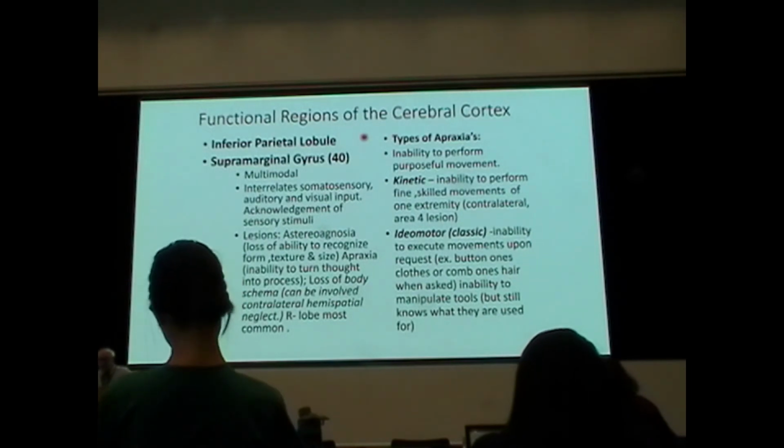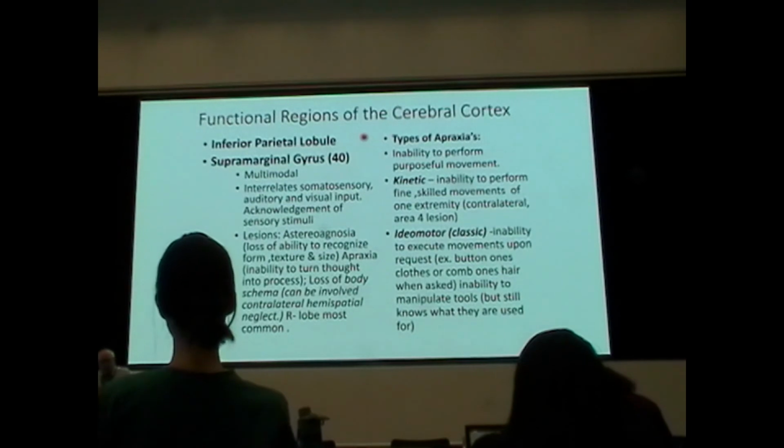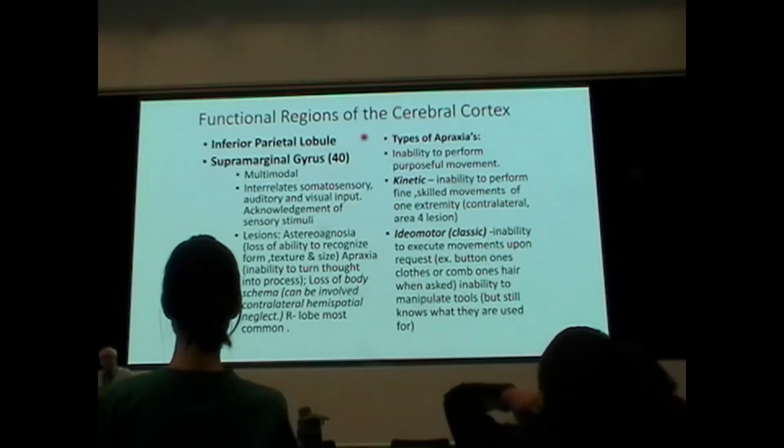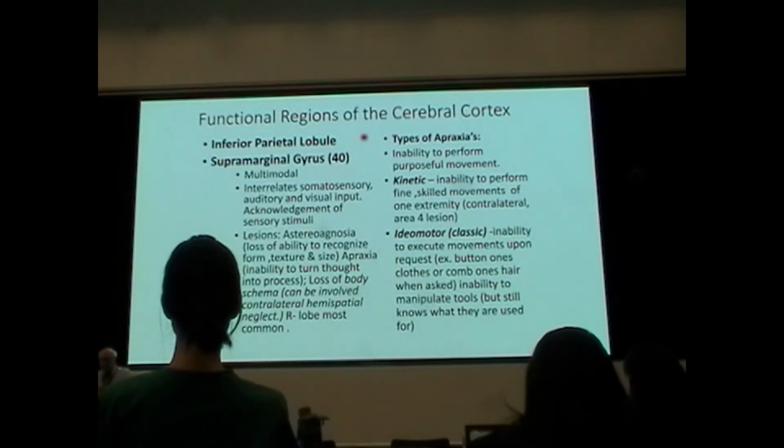Ideomotor, this is classic apraxia. Okay, there's a hammer here, there's a nail here, there's a board here. Or you ask them to button their shirt, and they can't do it. They cannot do that movement pattern, that motor movement pattern. They've lost the ability to do that based upon area 40 or supramarginal gyrus sections.